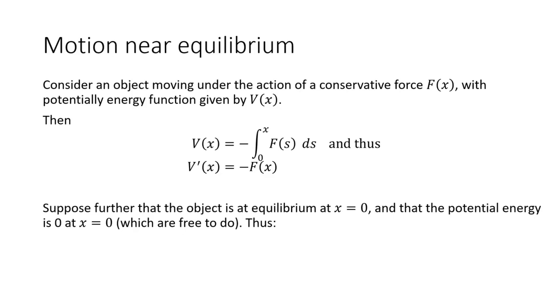And furthermore, for convenience, let's choose a reference point for the potential energy so that the potential energy is 0 at 0. In other words, we just take the equilibrium point as the 0 point or the reference point for the potential energy, which we are completely free to do. So V of 0 is equal to 0 due to this convenient choice. And because it's equilibrium, the force is 0, so the potential energy's first derivative at 0 is also 0.